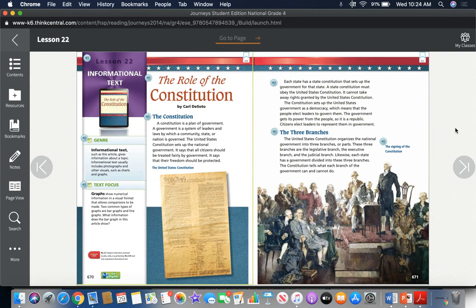The three branches. The United States Constitution organizes the national government into three branches or parts. These three branches are the legislative branch, the executive branch, and the judicial branch. Likewise, each state has a government divided into these three branches. The Constitution tells what each branch of the government can and cannot do.